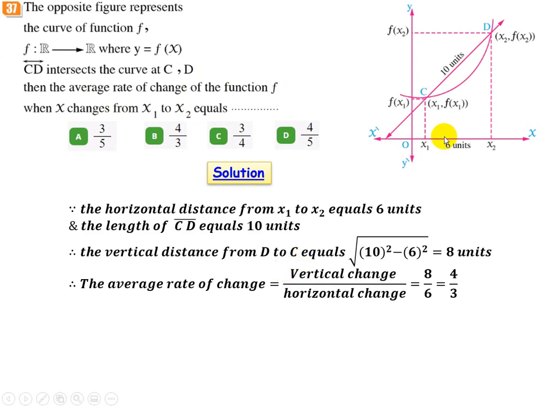You know that here the horizontal distance from x1 to x2 equals 6 units, and since the length of CD equals 10 units, if you move this distance 6 units up, you can get the vertical distance from D to C by using Pythagoras, square root of 10 squared minus 6 squared, which will be 8 units. So the average rate of change, which he wants, is vertical change 8 over horizontal change 6, which will be 4 over 3.